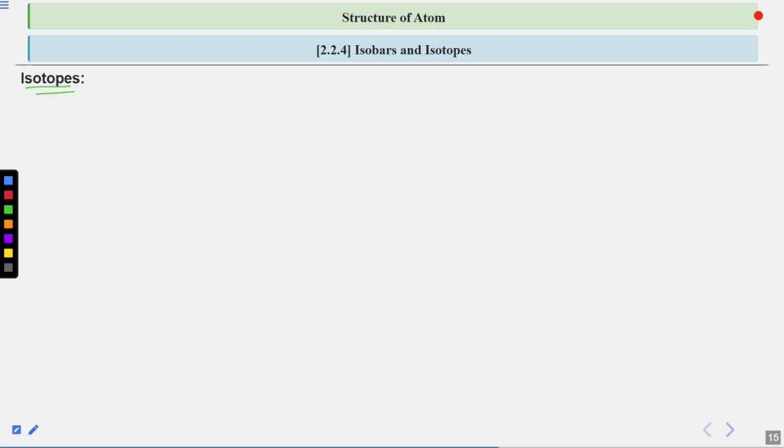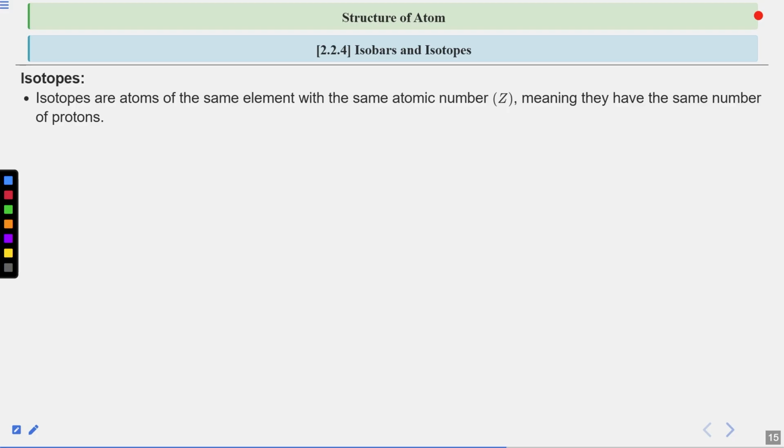Now, if you know about atomic number and mass number, then we can move on to isotopes. So what are isotopes? They are atoms which have the same atomic number. That means they have the same number of protons, or we can also say they have the same number of electrons in a neutral atom.